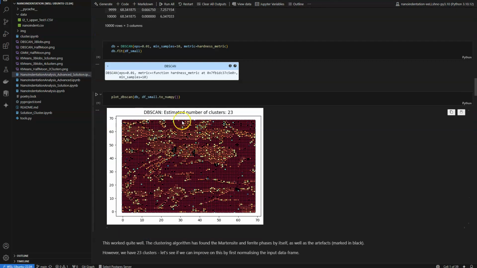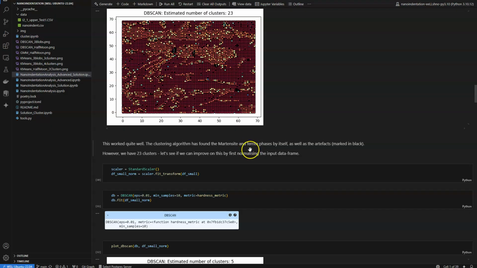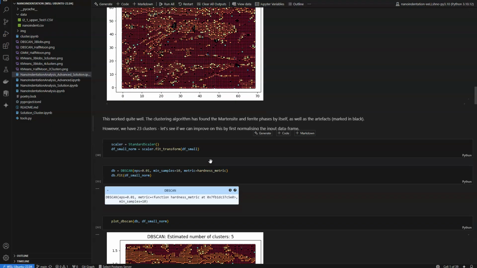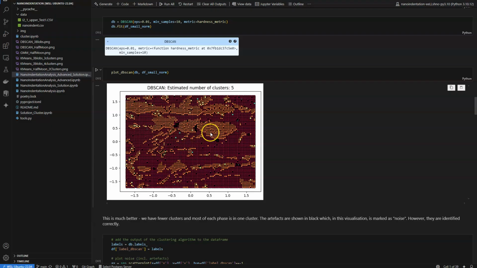So when we run this, it sort of works. We can see that here we have the artifacts, so we have a lot of clusters. The algorithm has found the martensite and the ferrite phase, and well, the artifacts marked as well. Now we have 23 clusters. Let's first improve this a bit. So we employ some standard techniques by scaling and normalizing the input data frame, and tune our setup. And if we do that, that looks a lot better. Then we only have 5 clusters, right? So we have the martensite phase, and we have then the different artifacts and the big ferrite phase. So this is a lot better.